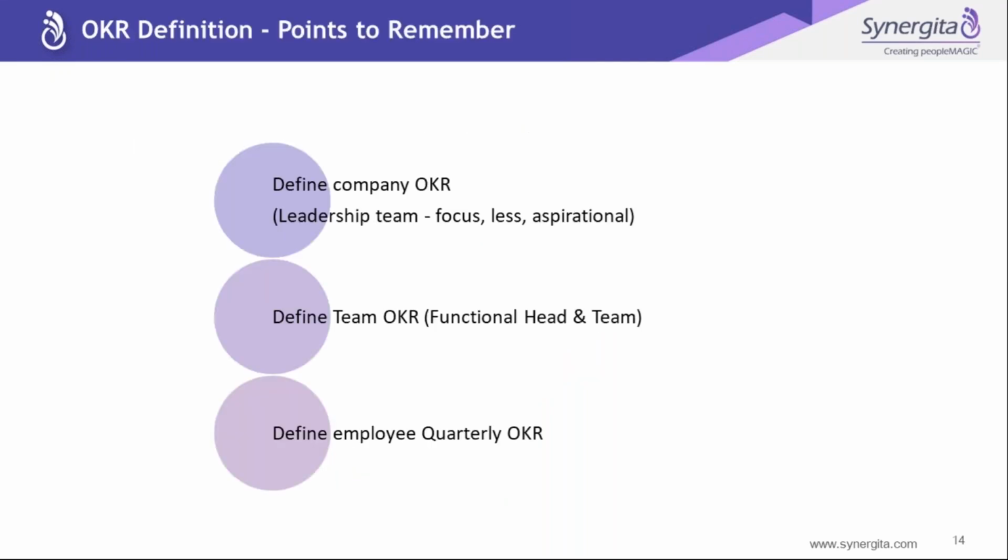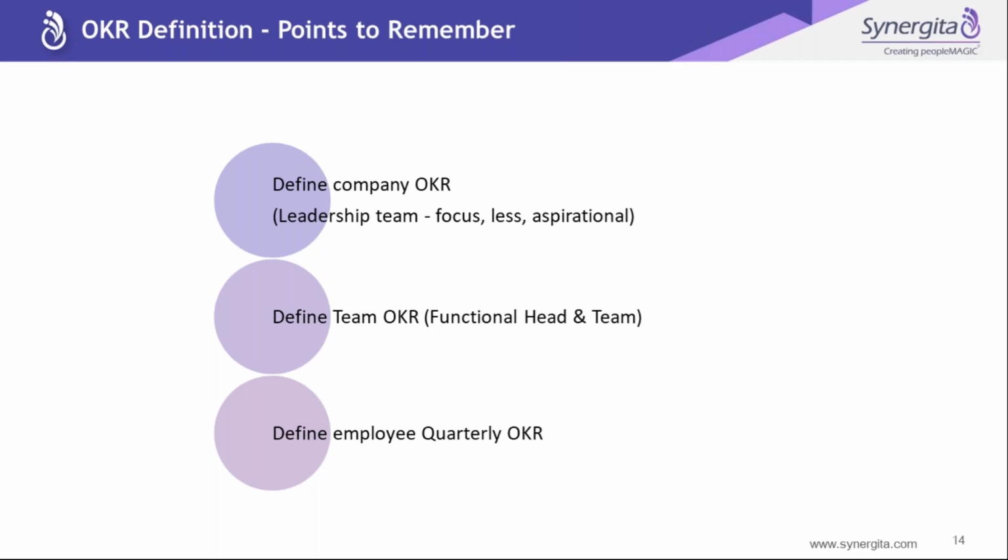So moving on further, as we move on to the definition part of it, the company OKR is defined, and the first step, as we know, is that the leadership team brainstorms and identifies what they want to achieve in this year or the quarter. The areas should be focused and very few in number. For example, a couple of objectives and key results should do, and they should be aspirational in nature.